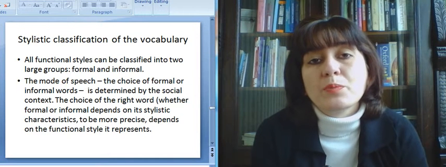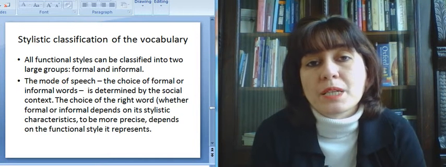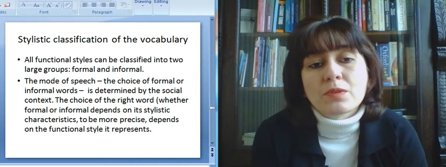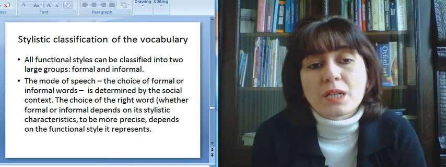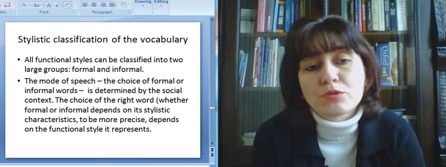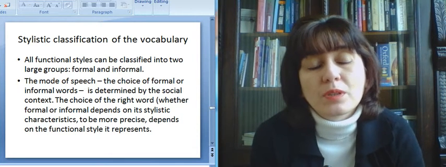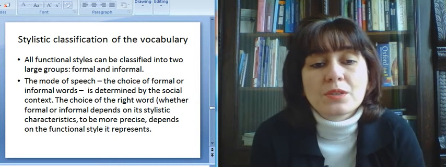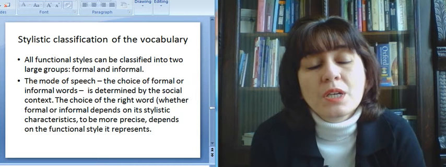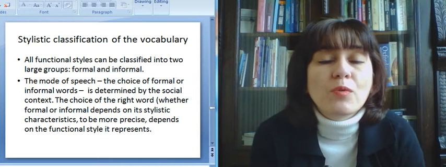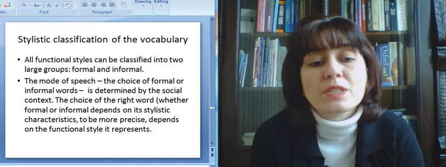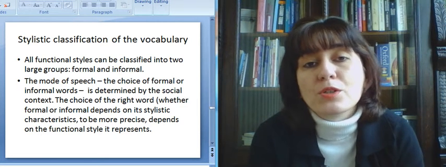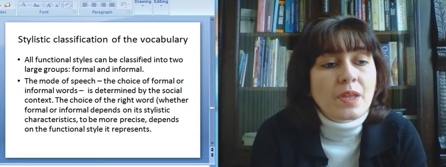And now let us try to pay attention to the most important aspects of the third lecture. Stylistic classification of the vocabulary. All functional styles can be classified into two large groups, formal and informal. The mode of speech, the choice of formal or informal words, is determined by the social context. The choice of the right word, whether formal or informal, depends on its stylistic characteristics. To be more precise, it depends on the functional style it represents.